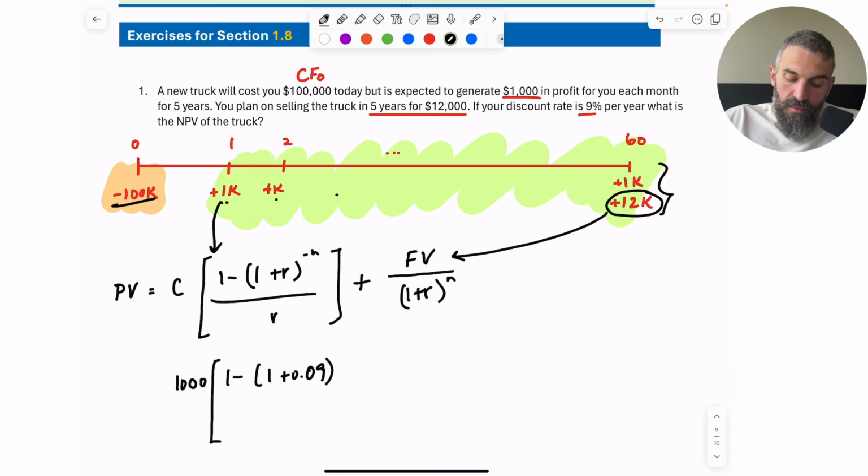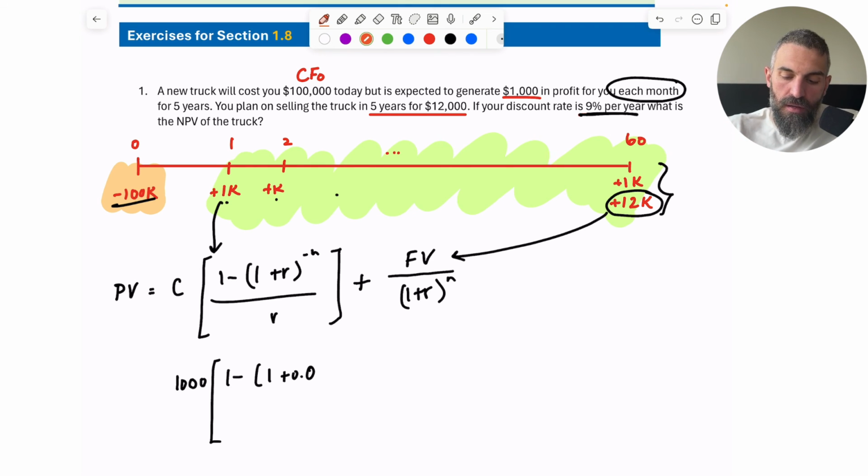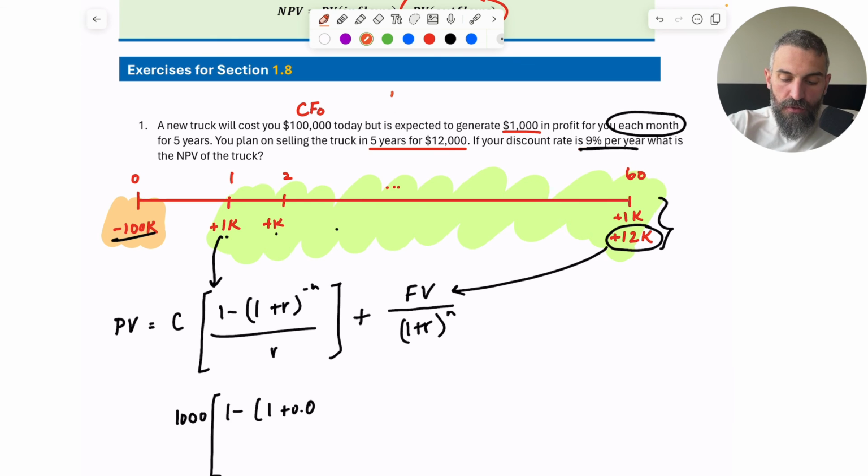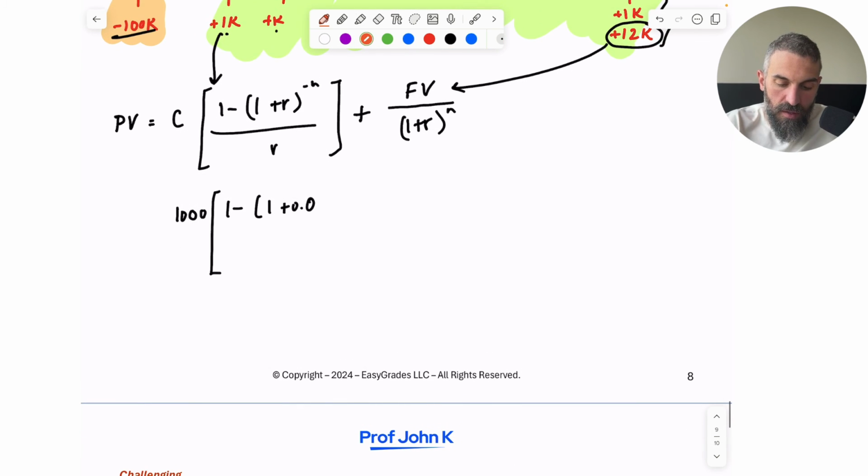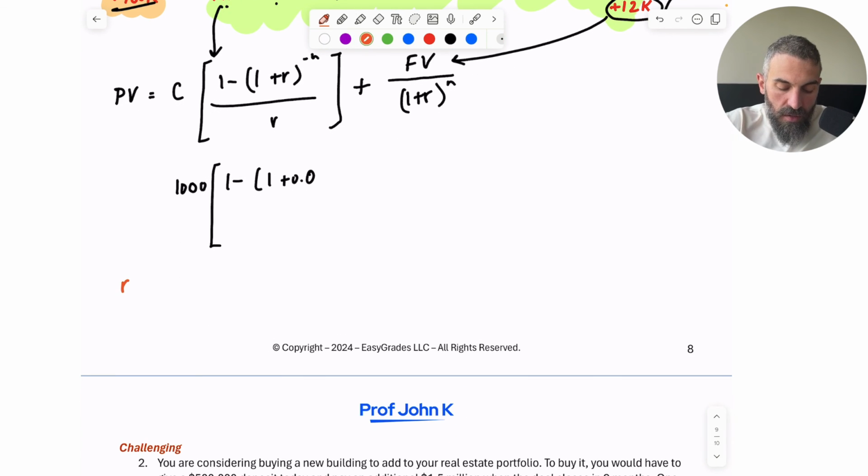Oh, but again, you want to be careful here. 9% is per year, but your payments are monthly. Always, always, always be paranoid that they're going to get you there. So I have to actually convert my effective annual rate into an effective monthly rate. I need my rate to always match the frequency of the payments. Okay. So we're going to put that on ice for a second and go and find our effective rate.